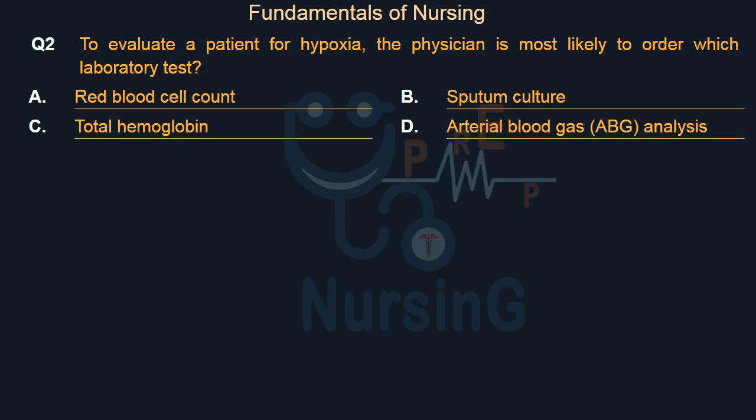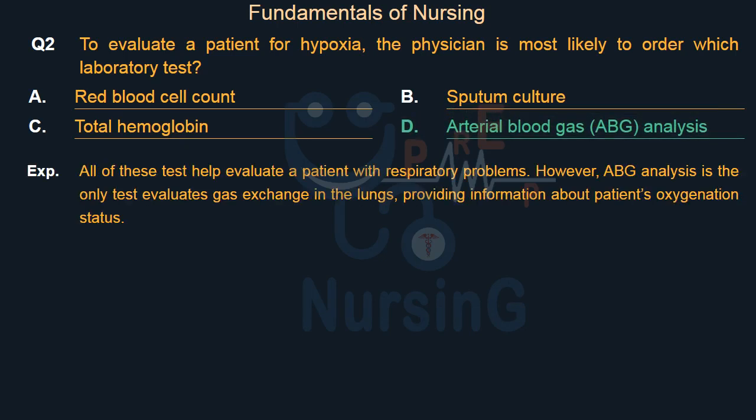Right answer is option D, arterial blood gas, ABG, analysis. All of these tests help evaluate a patient with respiratory problems. However, ABG analysis is the only test that evaluates gas exchange in the lungs, providing information about the patient's oxygenation status.